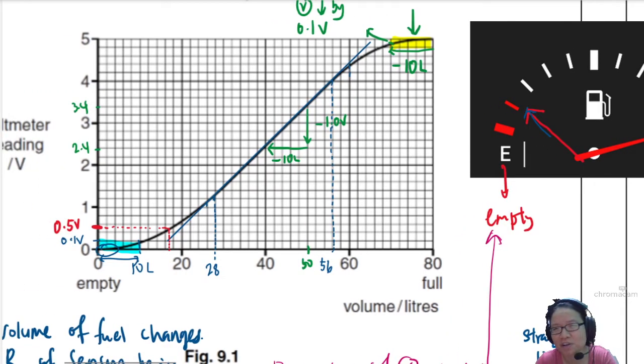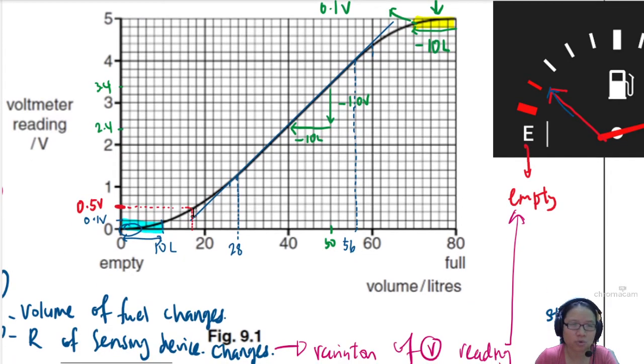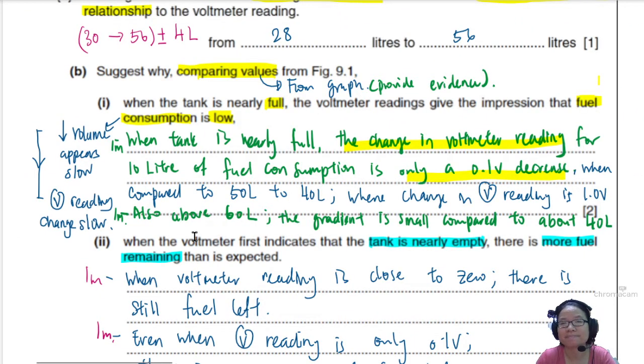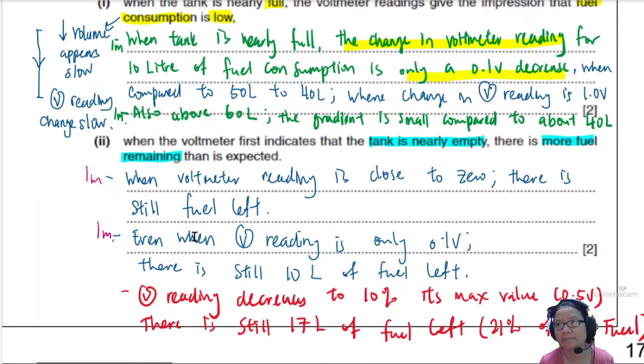Everyone is different. I have friends who, halfway, want to refill immediately, okay. So of course you could also say when the voltmeter reading decreased to 10%, the fuel reading only decreased to 20%. Alright, but that one will need you to do a bit of calculation. So those are all the evidence that we can gather from this question.